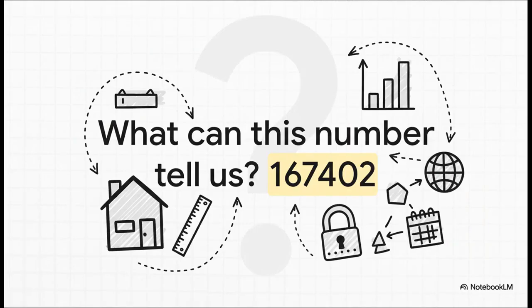Okay, so take a look at this number, 167,402. By itself, what is it? It's kind of meaningless, right? It could be anything. A zip code, maybe, a product ID, a password. And this little puzzle gets right to the heart of our topic today. Without context, a number is just, well, it's just a number. The story it tells depends completely on what type of number it is.